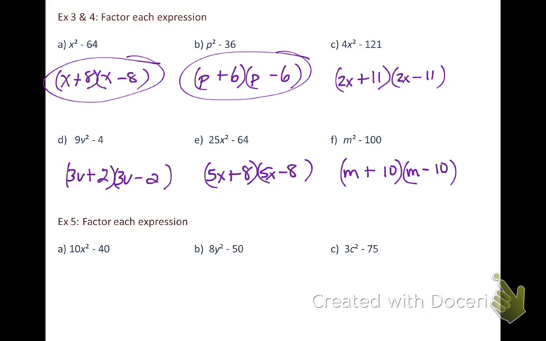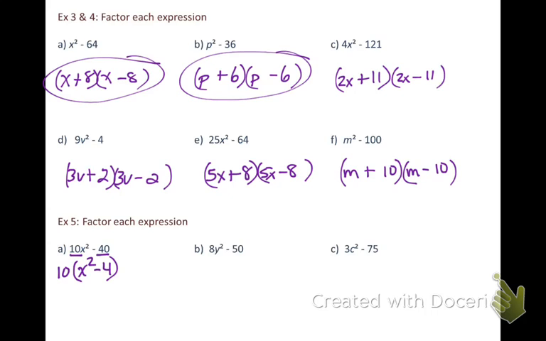All right, example 5, it's a little different. They're not perfect squares, so I'm going to say to myself, what can I take out of both 10 and 40? What number can go into 10 and 40? Well, 10 can. So then I have 10. What's left over would be x squared minus 4.